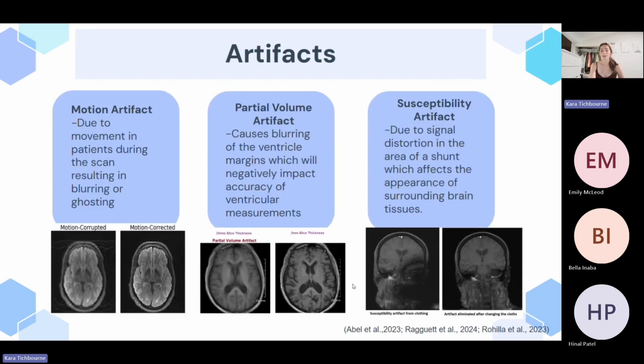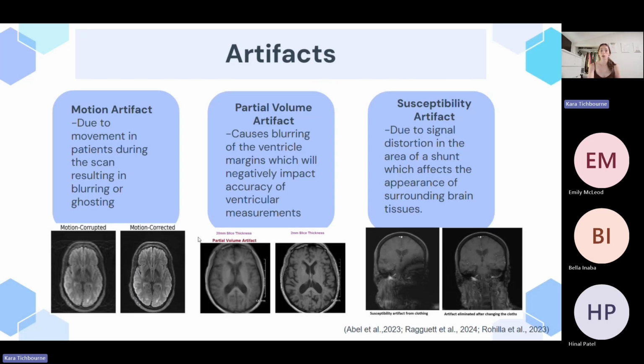Some common artifacts that we see would be a motion artifact, which is due to movement in patients during the scan, resulting in blurring or ghosting. This is common because hydrocephaly is common in young patients, and they obviously can't sit still for the duration of the MRI. In this image here, you can tell this one here is obviously the motion corrupted image. It is a lot blurrier than this one here, which is not motion corrupted.